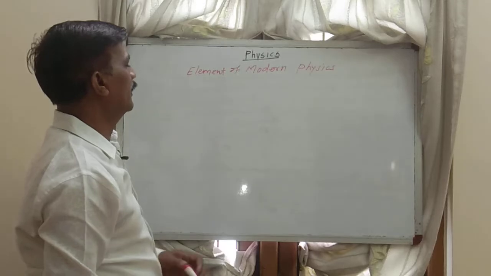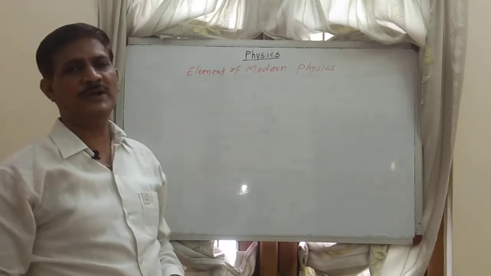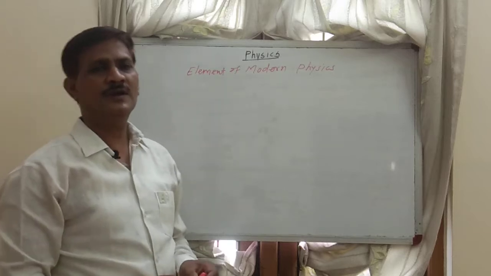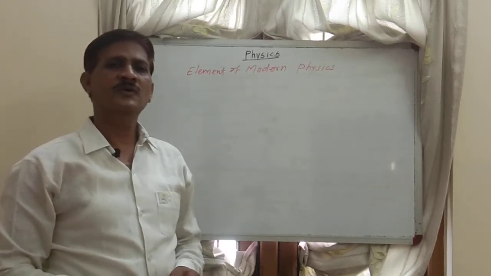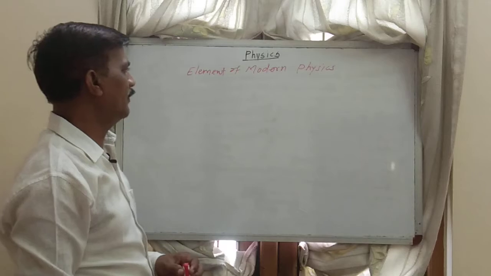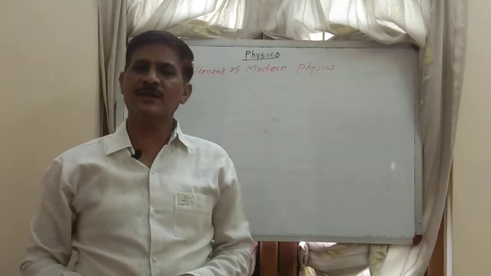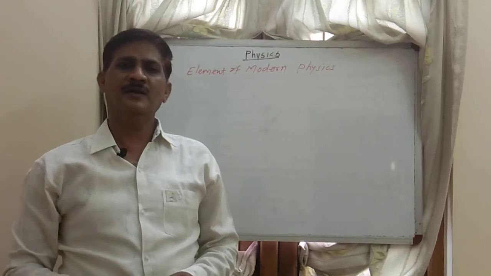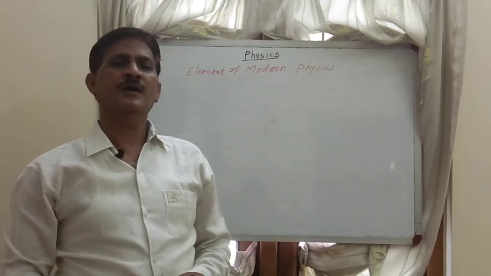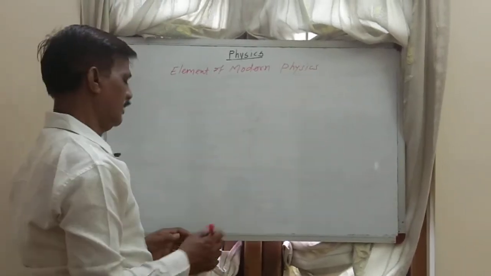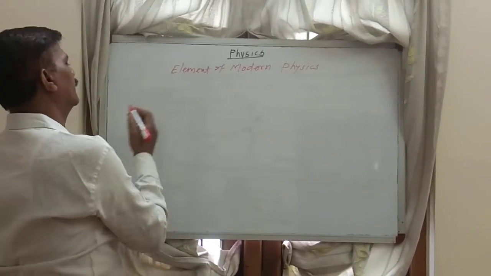This paper consists of 4 units. The name of the first unit is Introduction to Quantum Mechanics. The name of the second unit is Schrödinger wave equation and its application. And the third and fourth units are related to nuclear physics. Today we start unit two.